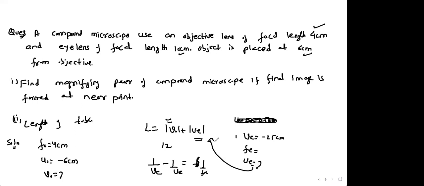Once you have UE, substitute it here. And your UE should come out to be minus 50 by 7. So the second part is your homework. The final answer of the second part is 19.14 centimeter. This is your homework.